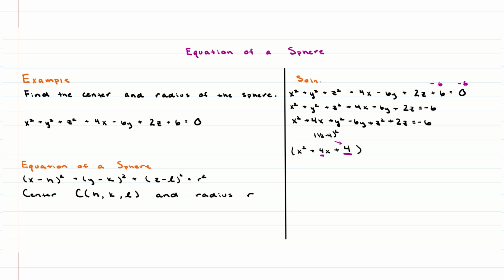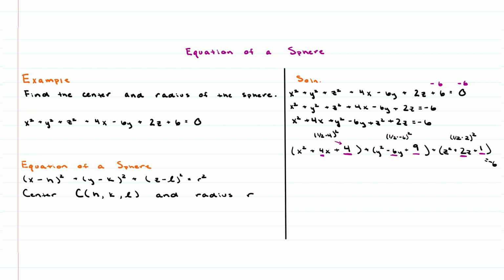Now let's do this for our y and z variables. For y, we'll take this negative 6 here and multiply it times a half, and then square this. A half times negative 6 is negative 3. Negative 3 squared is 9. And for z, we'll take this 2 and multiply it times a half, then square it. A half times 2 is 1. 1 squared equals 1. And all of this equals negative 6.